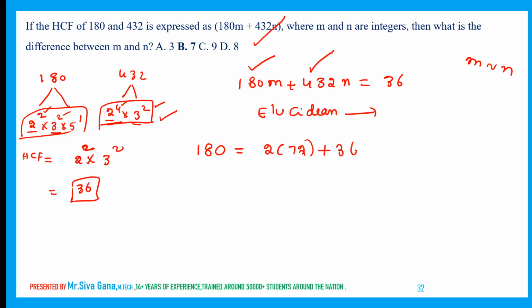Next, this 432, I'm writing as 2 into 180 plus 72. Right? I'm writing like this. So from this we can write 36 is equal to how much? 36 is nothing but 180 minus 2 into 72, right?